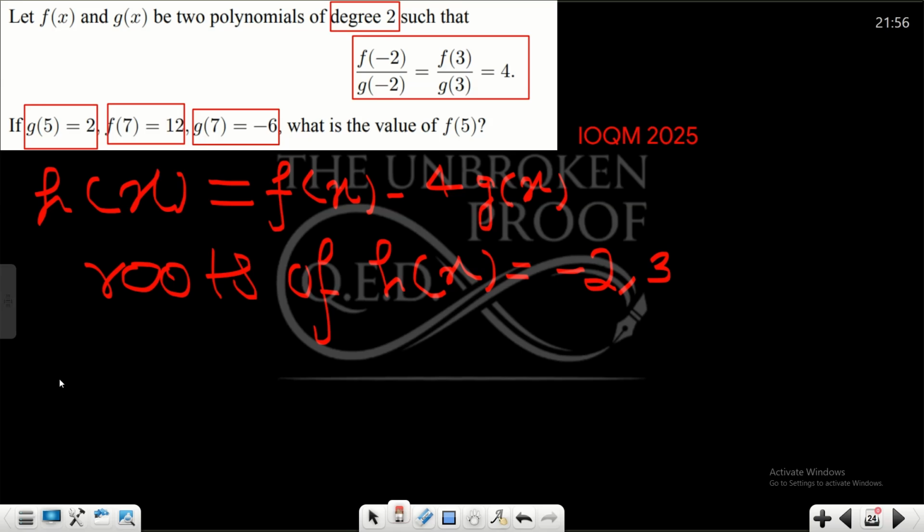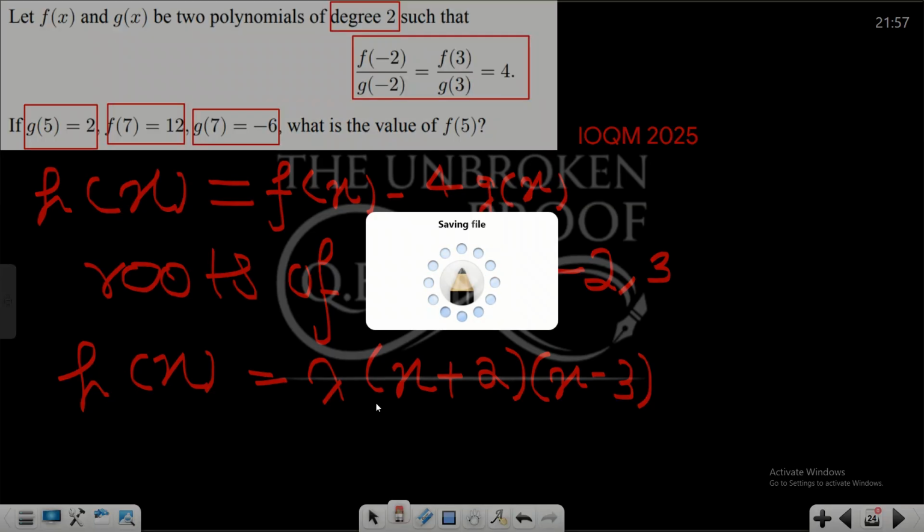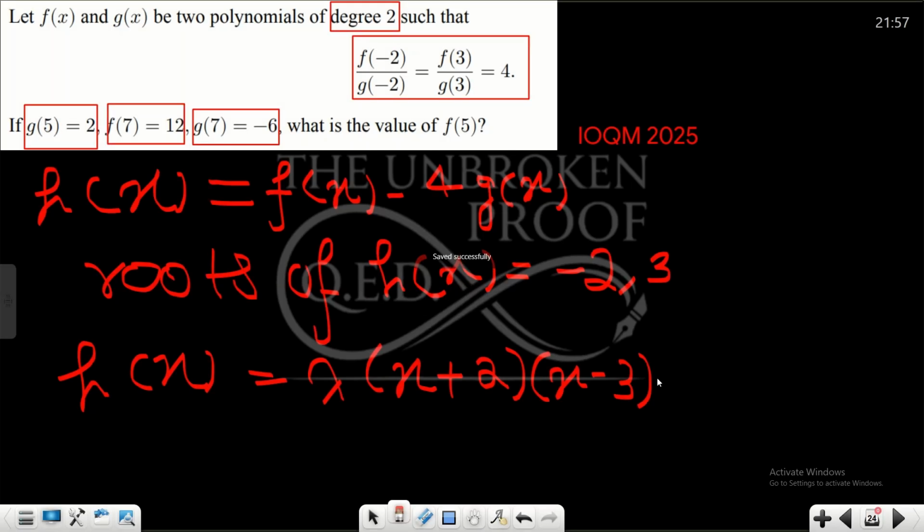So we can also write h of x as lambda times x plus 2 and x minus 3. Why are we writing lambda? Because we are not sure what constant will sit here, because if we place minus 2 or 3, anyway we will get 0, so we are not sure which is the constant. So to solve for lambda, we have to substitute x as 7, because both values are given, f of 7 is 12 and g of 7 is minus 6.